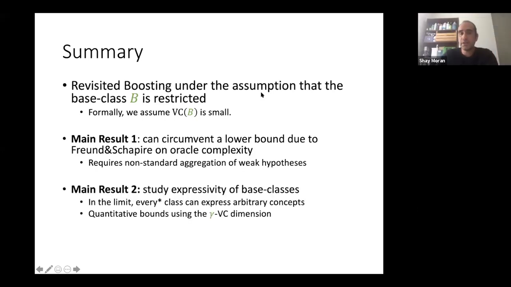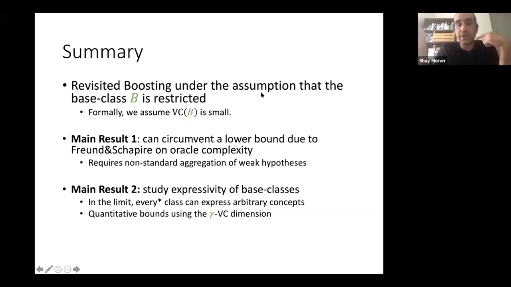Yeah, so in the second part, we studied whether this assumption really makes sense, whether you can learn concepts that are far away from the class. One could think that if you assume that the weak learner is simple, then you can only learn trivial things with it, maybe only the class B or something very close to B.